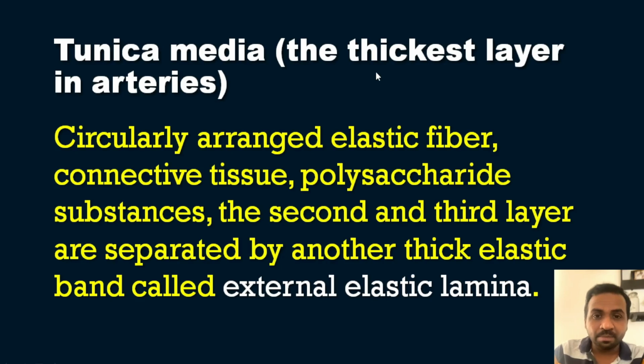Then comes the Tunica media, that is the thickest layer in the arteries, and it has circularly arranged elastic fiber, connective tissue, polysaccharide substances. The second and third layers are separated by another thick elastic band which is known as the external elastic lamina. In the Tunica intima we have explained about the internal elastic lamina. Here we have the external elastic lamina and many types of tissues, okay, not only connective tissue.